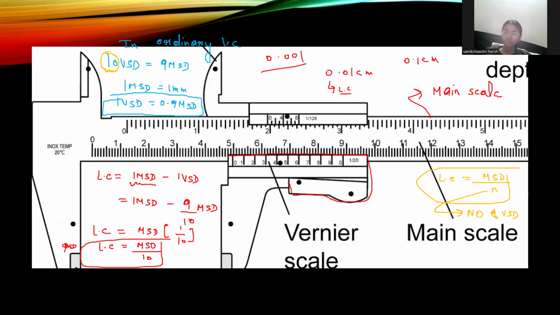If you increase the number of vernier scale divisions, then the least count decreases. And if the least count decreases, efficiency and accuracy increase, meaning it can measure small measurements. What is the meaning of least count actually? Least count is the smallest measurement an instrument can measure. Clear? Any doubt?